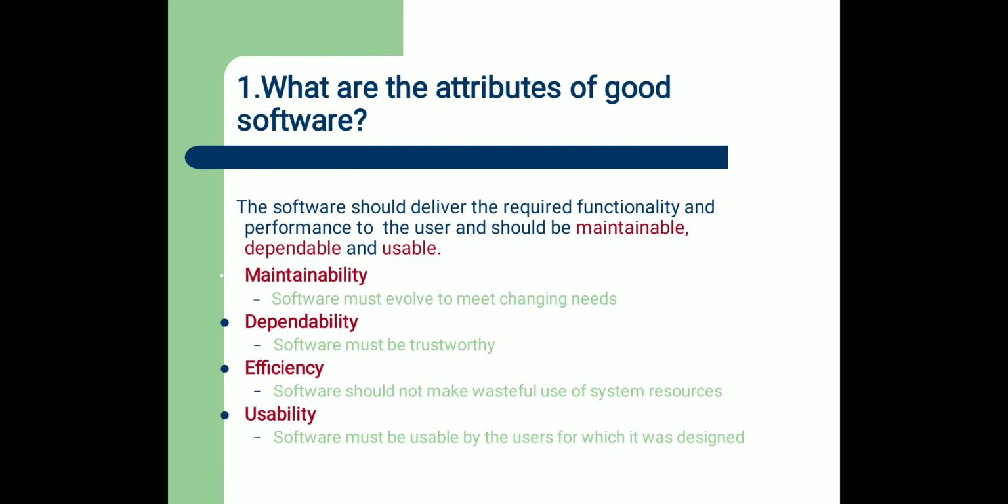What are the attributes of good software? Software should deliver the required functionality and performance to the user and should be maintainable, dependable, and usable.